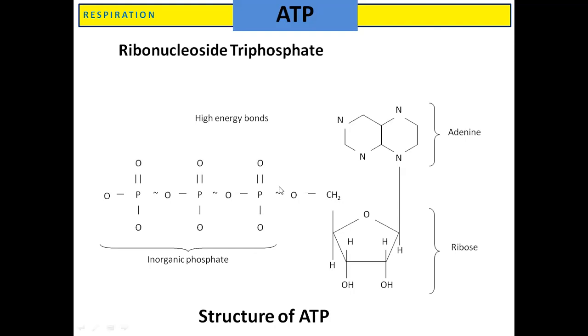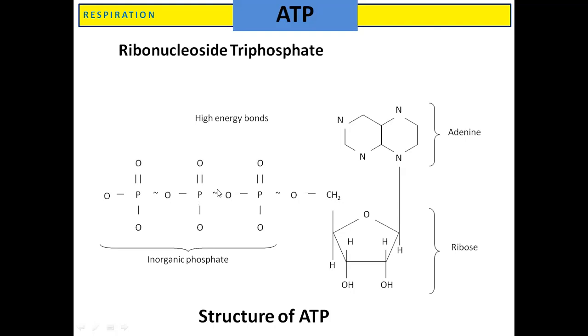When the phosphate binds with the fifth carbon by a diester bond, we call it the nucleotide. The nucleoside, ribose plus adenine, forms a nucleoside. When this nucleoside binds with phosphate, it forms a nucleotide. Therefore, we call ATP a ribonucleoside triphosphate, as it contains three different phosphates.